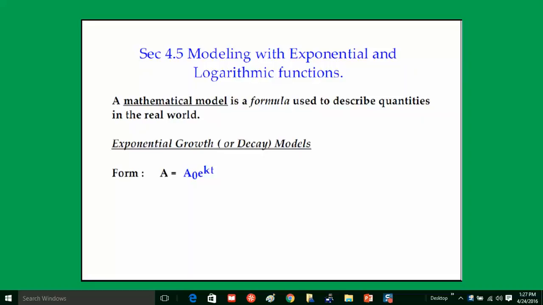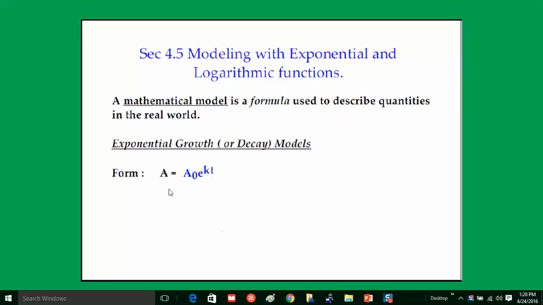So we're going to be concerning ourselves with making a mathematical model. For us, a mathematical model is going to be a formula used to describe quantities in the real world. And in particular, we're going to be looking at exponential growth and also exponential decay models. And those models have a particular format.